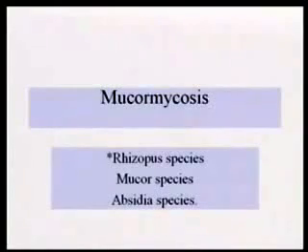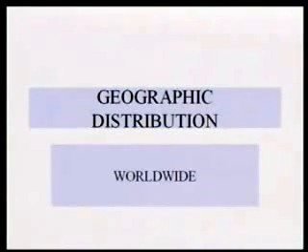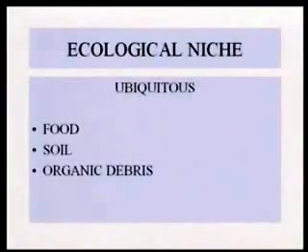There are 3 genera. By far, Rhizopus is the most common causing disease, and then Mucor species and Absidia. They occur worldwide, and their ecological niche is everywhere: food, soil, any organic debris.